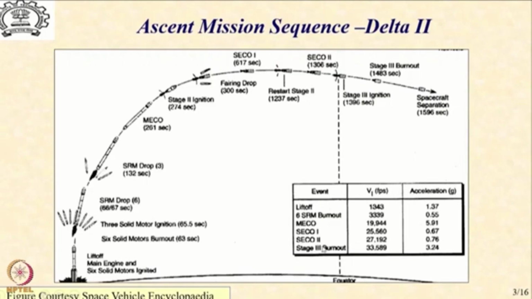Also there is a small table on the bottom right corner which gives additional information about this particular operation in the form of two additional parameters, that is the velocity at each of those locations and the accelerations which the vehicle is undergoing at different time instants.